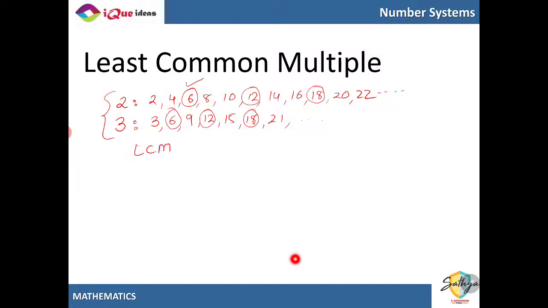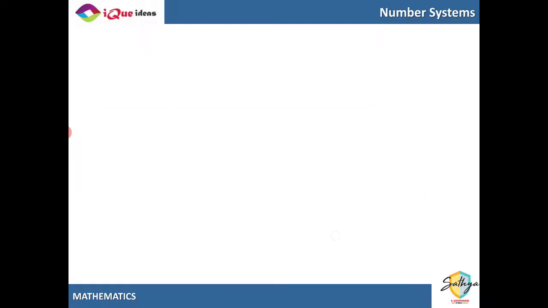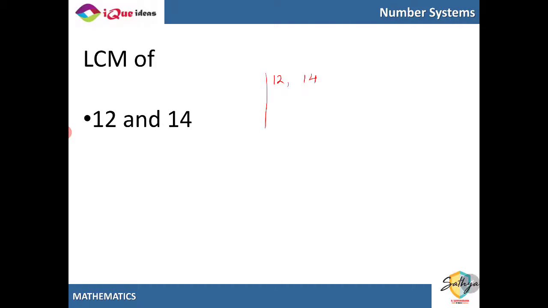So LCM, the least common multiple, that is the first number which appears in the multiplication table of the two numbers, is equal to 6. So let us see how we calculate the numbers. If somebody asks me to calculate the value of the LCM of 12 and 14, I take 12 and 14 together and start division by the first prime, that is 2.